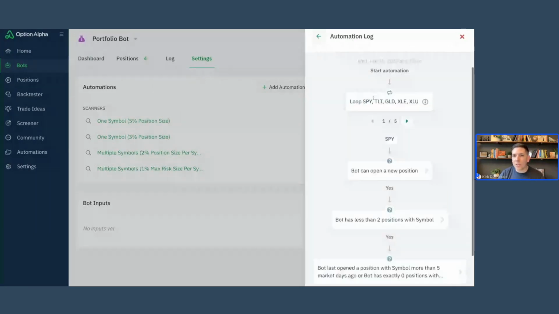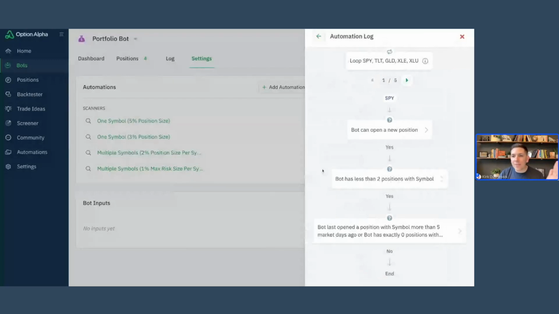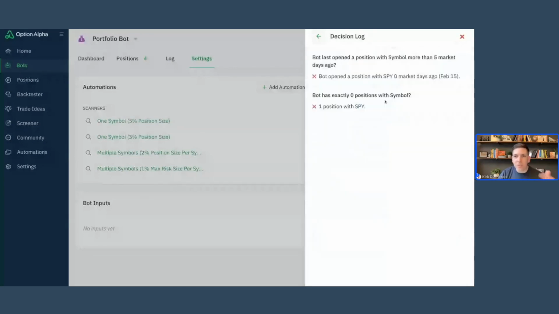Can the bot open a new position? Yeah, it has room to open a position. Does the bot have less than 2 positions with this symbol? Yes. The bot only has 1 position with that symbol. Did the bot last open a position more than 5 days ago? No. Stop. Dead in your tracks because the last position was opened 0 days ago, aka today.